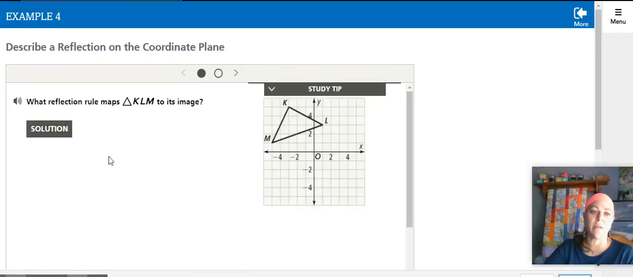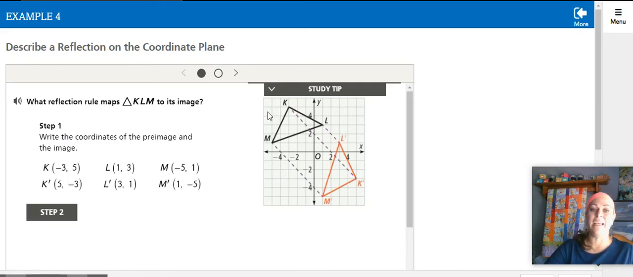Okay, we're going to describe. So what is the rule that maps? Basically, it's saying this is not a perfect XY coordinate. It is giving you a reflection. So you have a pre-image, you have an image. See all these primes? That's the image. You're given the coordinates. You have to figure out where the line of reflection is.